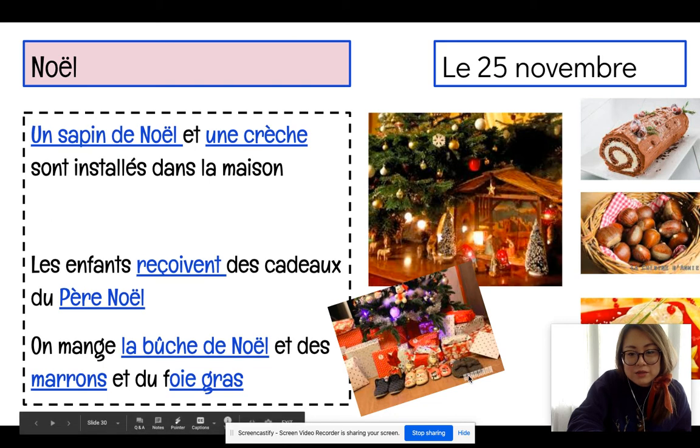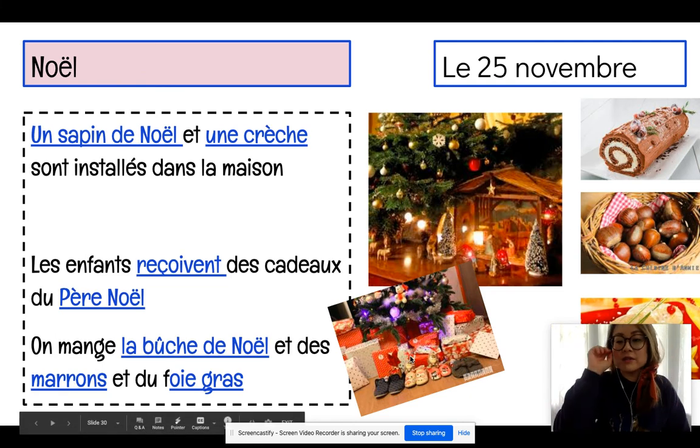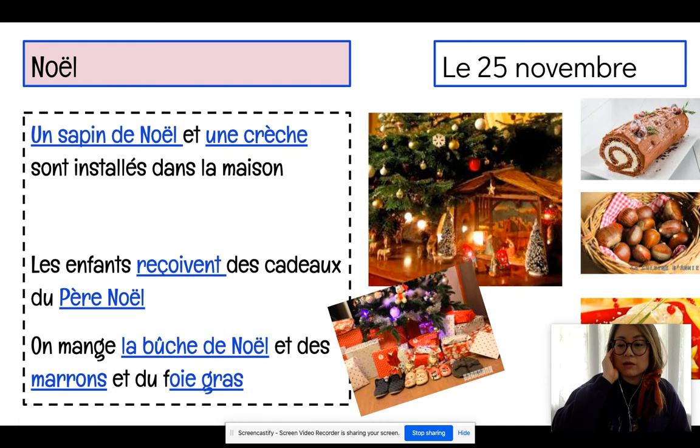And you'll notice they put their slippers out because like we have stockings here where kids can get stocking stuffers in there, and it's a similar idea where they'll put their slippers out or their shoes and they'll get little candies and stuff like that in there in the morning. On mange la bûche de Noël. Ça, c'est un gâteau. This is our traditional cake for Christmas. It's like the Yule log. It is the Yule log, mais un gâteau, it's a cake.